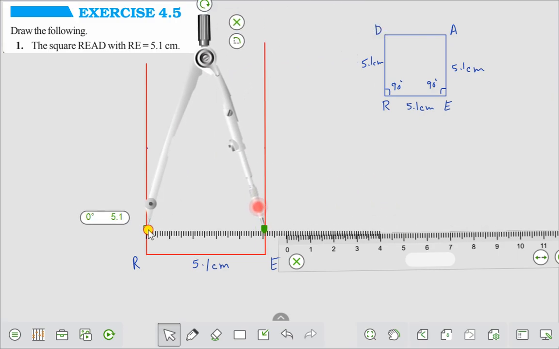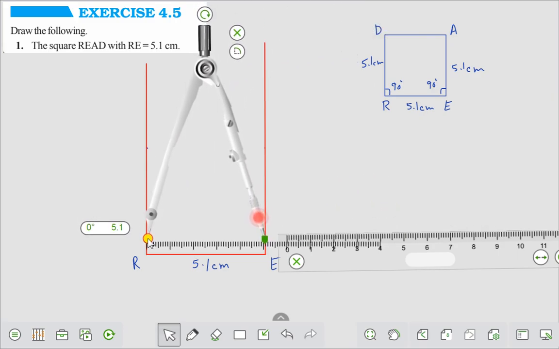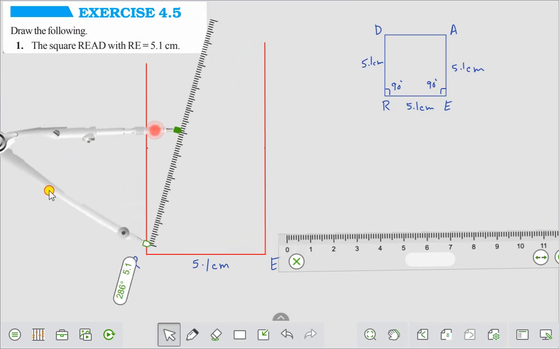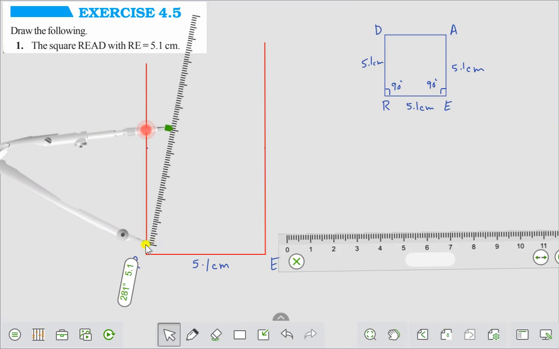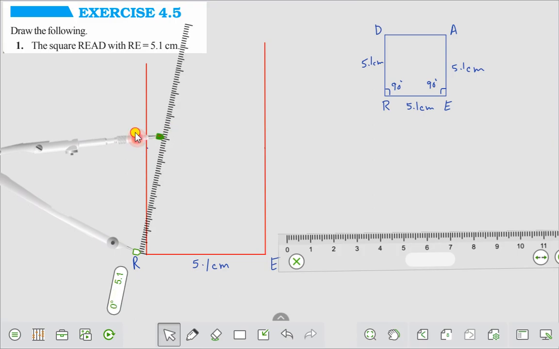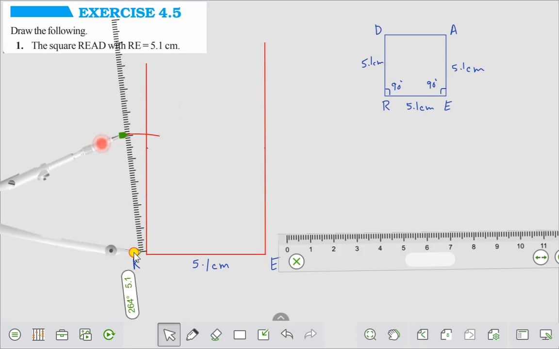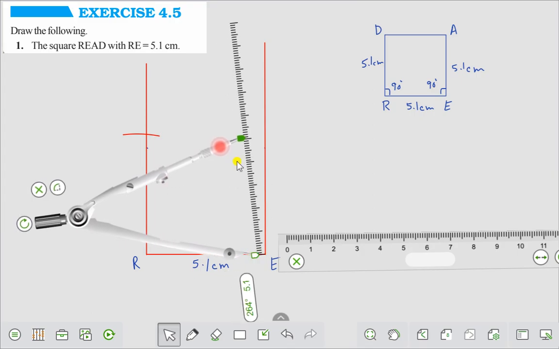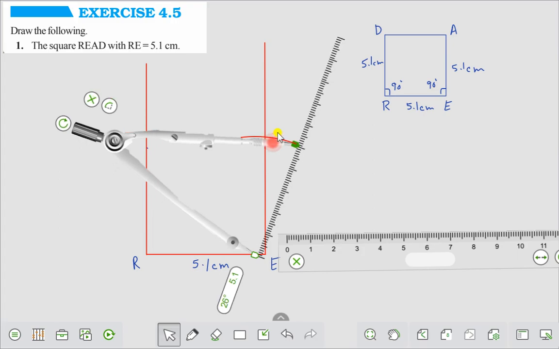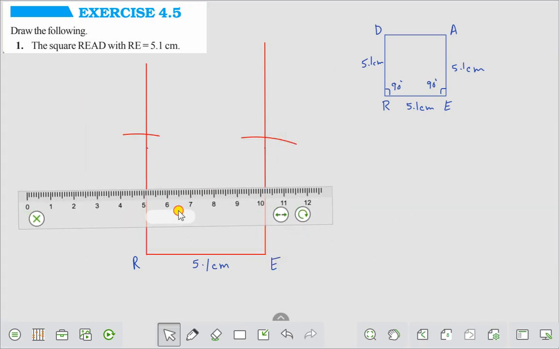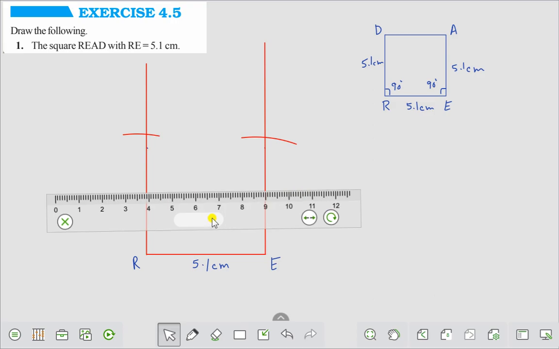With this compass, with this pointer at point R, make an arc of 5.1 centimeter on this line. Right? Also take this pointer at point E and make an arc of 5.1 centimeter again. Right? Now with the help of this ruler, join the line. We got the points D and A.